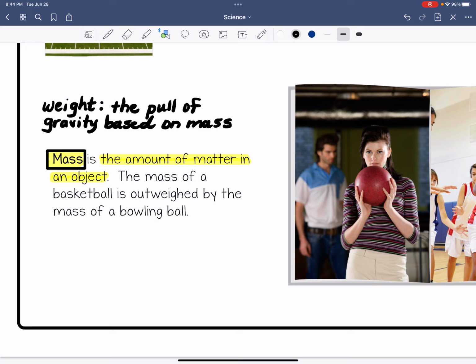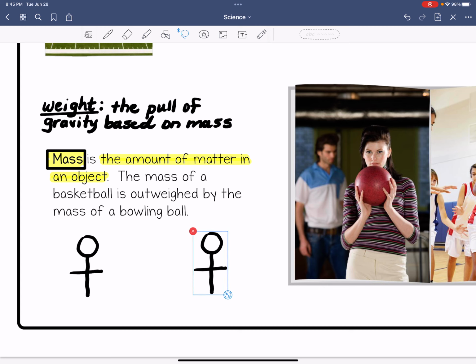And let me give you a very practical example of this. Neil Armstrong was the first man to walk on the moon. Okay? So I'm going to draw Neil Armstrong, and then I'm going to make an exact duplicate of Neil Armstrong. So here is the same individual.